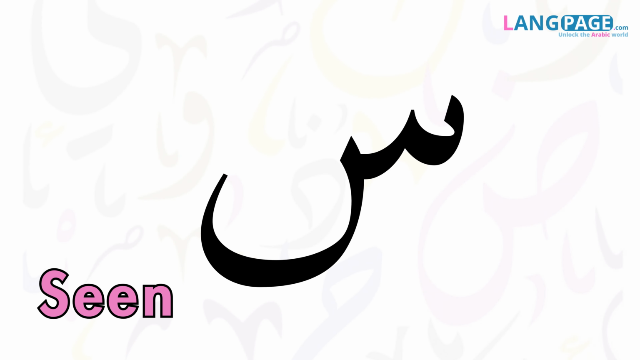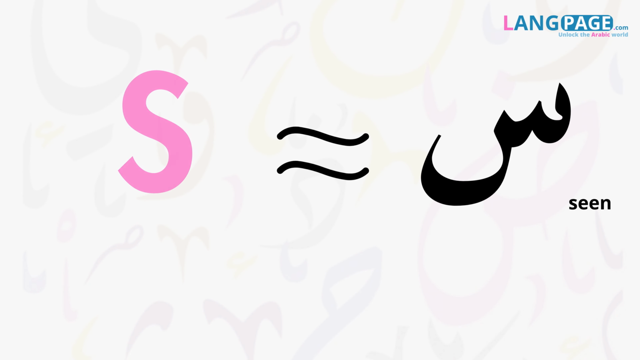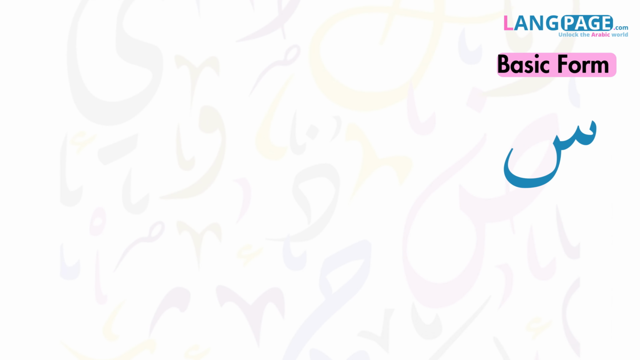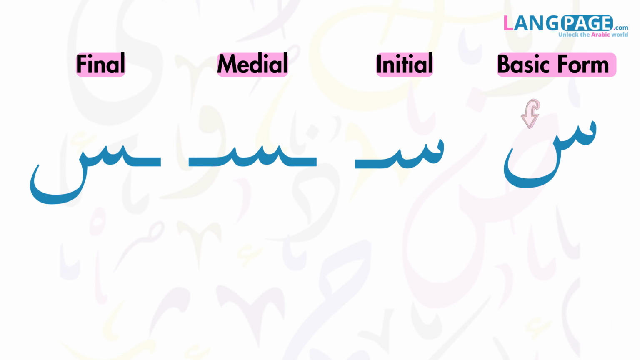Let's continue with the third letter for today, the letter seen, which equals S in English, like the word snake. This letter has four forms. The first form, which I call the basic, I put generally at the end of the word when it's not attached to any previous letter.